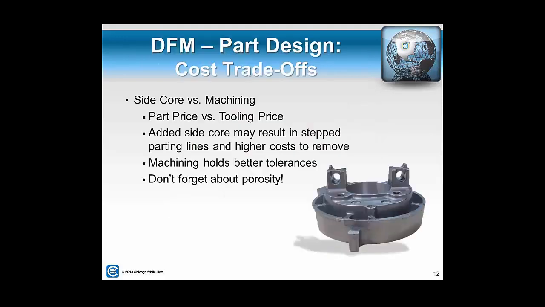So maybe in the end, casting those features in is a better option, and then if those tolerances are not achievable by casting them, maybe we come in with a touch-up operation to just machine out a small amount of material and not the entire amount. So there are cost trade-offs, there's tolerance trade-offs, so just something else to consider.